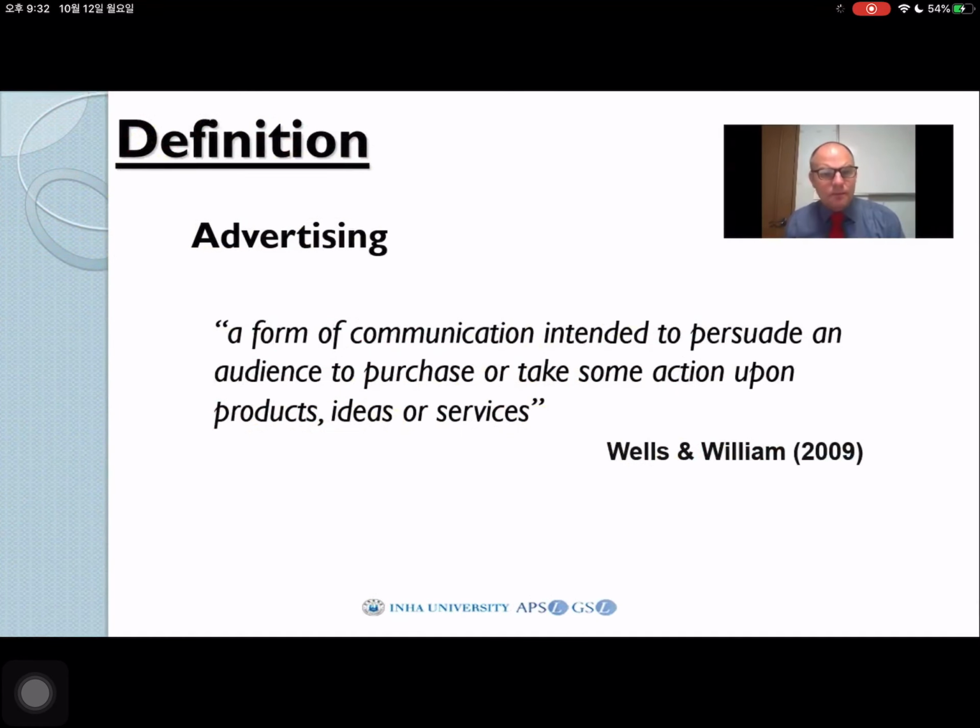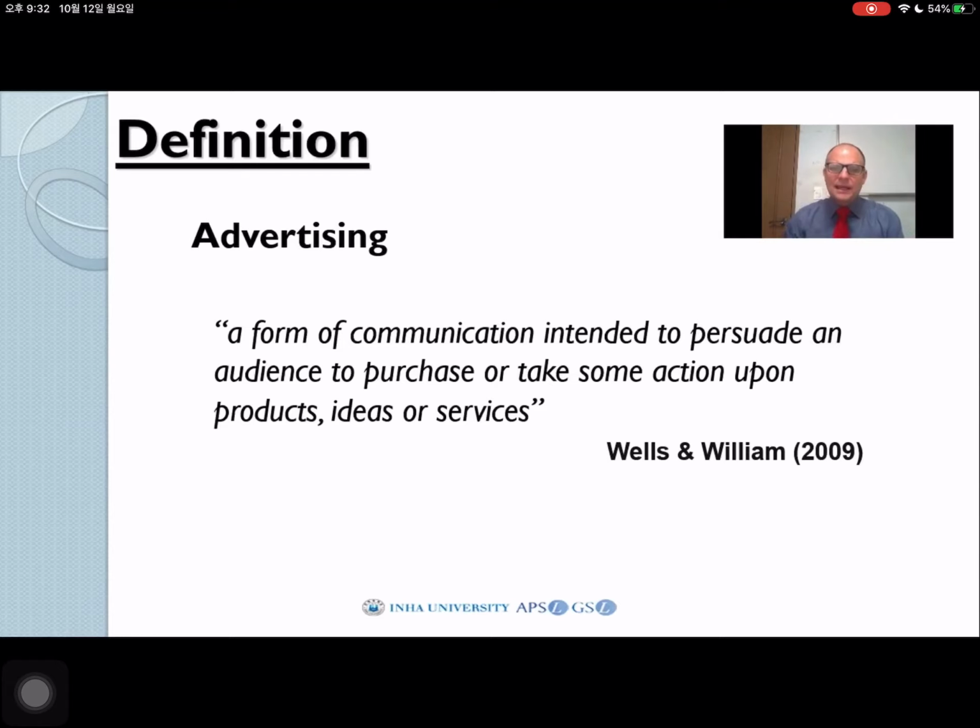Wells and William, they said advertising is a form of communication intended to persuade an audience to purchase or take some action upon a product, idea or service. I like that definition. It's a kind of communication. It doesn't specify exactly what communication, but it's some kind of communication. Could be radio, TV, and it's trying to persuade someone.